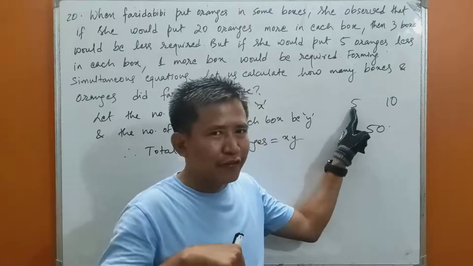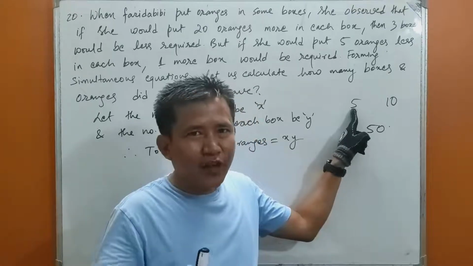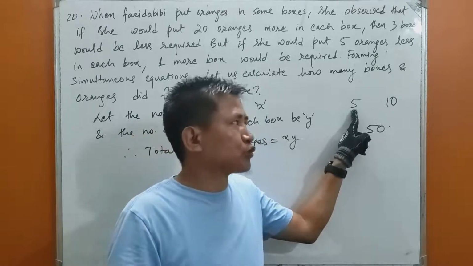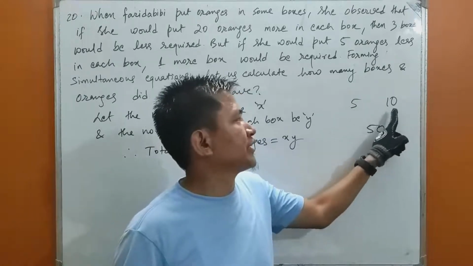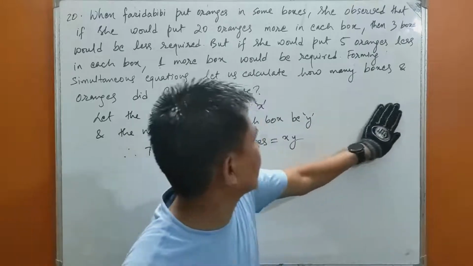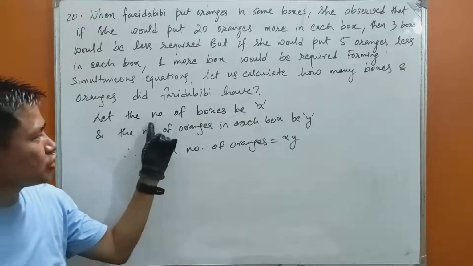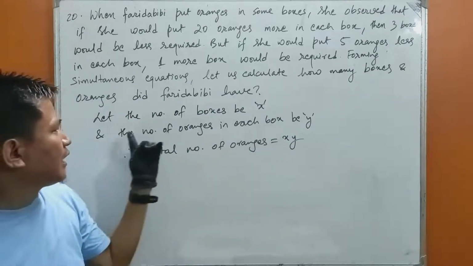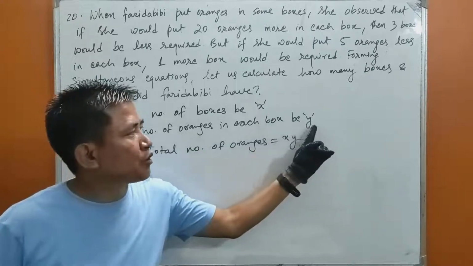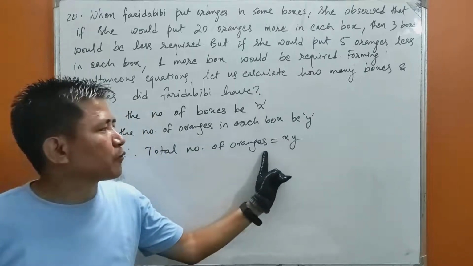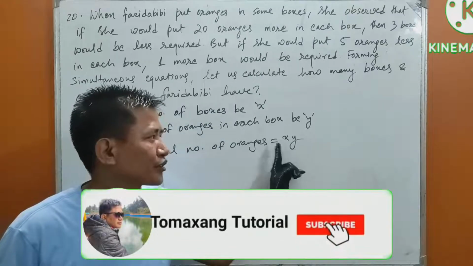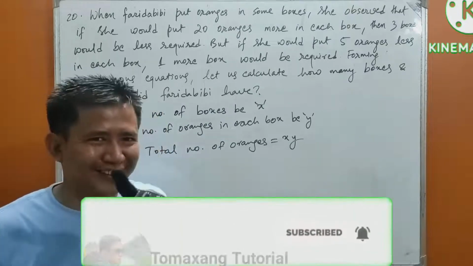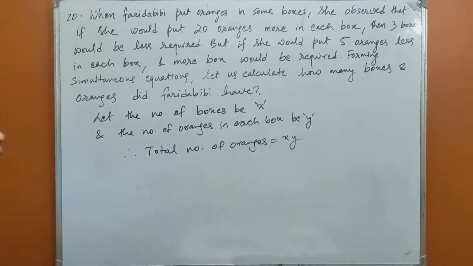If I have 5 boxes and the number of oranges in each box is 10, then the total number of oranges will be 5 into 10, that is 50, isn't it? Similarly, here also, total number of boxes is x and the number of oranges in each box is y. So the total number of oranges will be x into y, that is xy, isn't it? I hope you got this now. Now let us understand the question, okay?